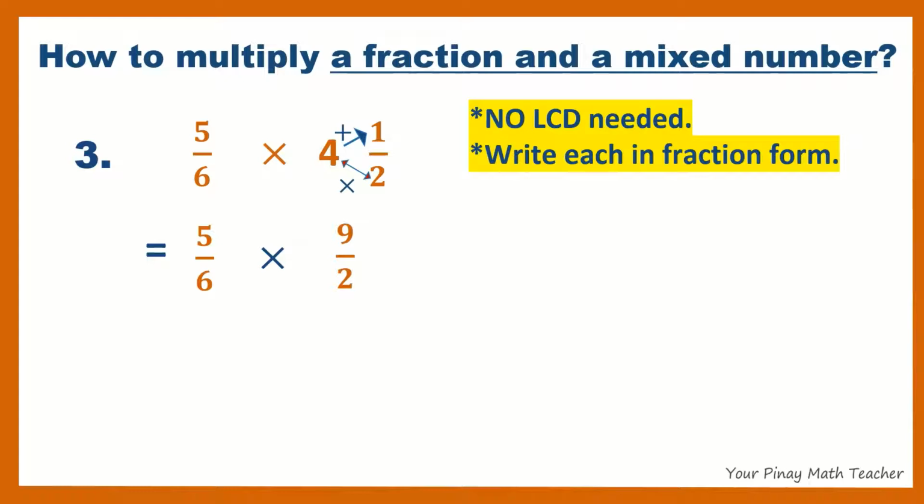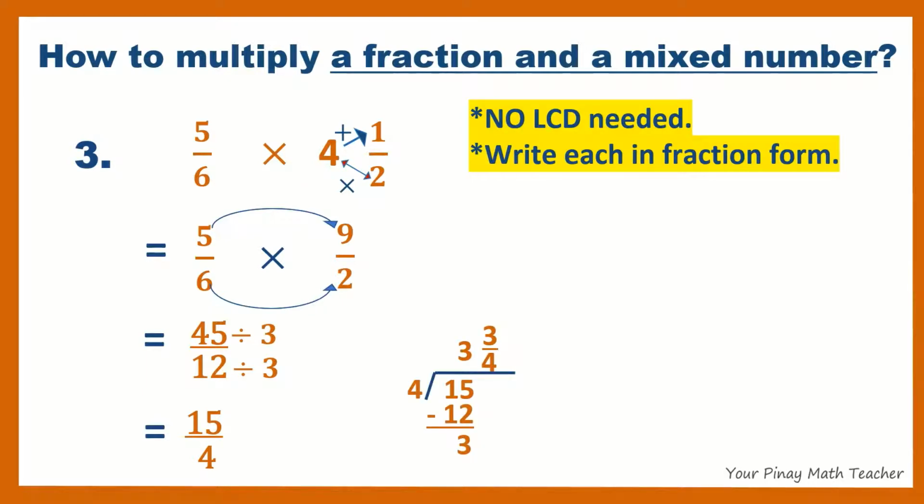After that, you multiply the numerators, so we get 45. And then the denominator, so we get 12. The fraction can still be reduced by 3, so we get a reduced fraction of 15/4. Since this is improper, we have to change it to a mixed number by dividing 15 by 4, which gives us an answer of 3 3/4.